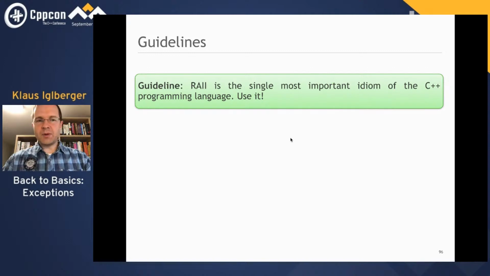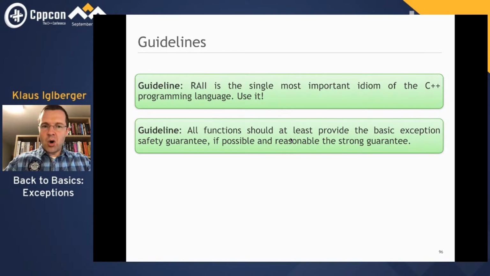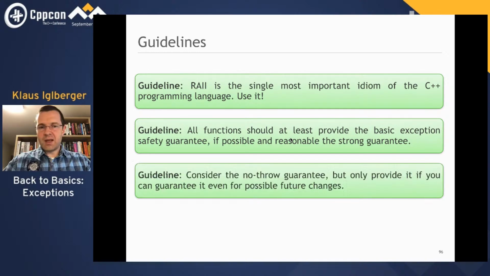So, a couple of guidelines. RAII is the single most important idiom of the C++ programming language. Use it. All functions should at least provide the basic exception safety guarantee, if possible and reasonable, the strong guarantee. And consider another guarantee, the nothrow guarantee, but only provide it if you can guarantee it even for possible future changes.